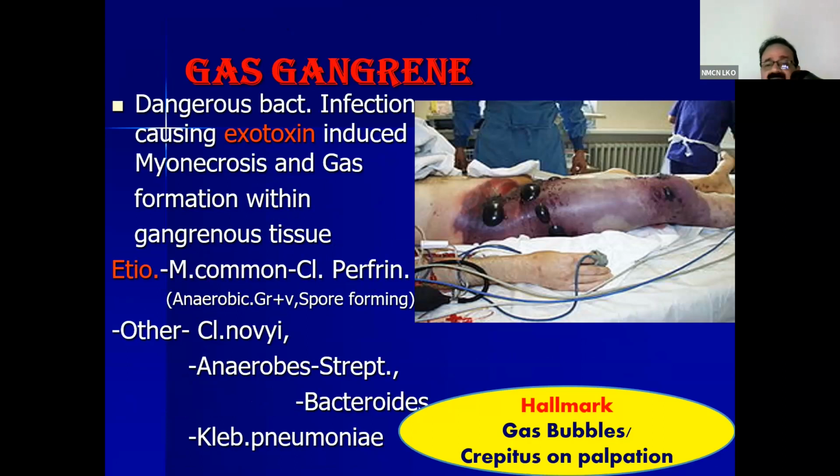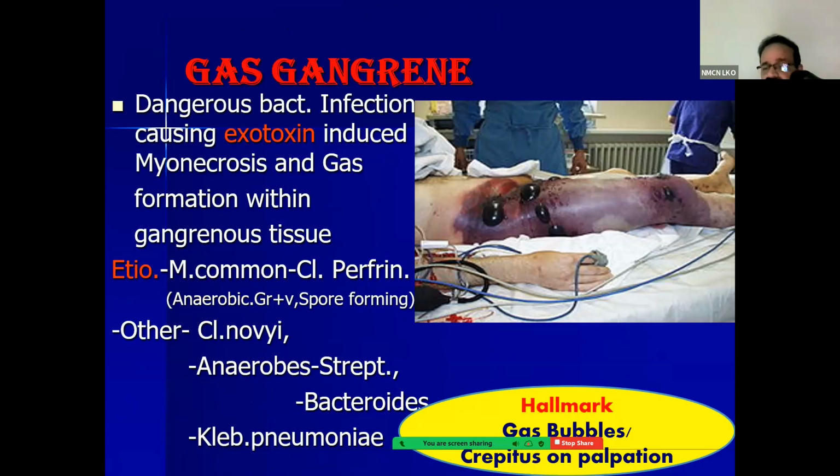Now, about gas gangrene. Gas gangrene is a dangerous bacterial infection causing exotoxin-induced myonecrosis and gas formation within gangrenous tissue. You can see this type of picture is not uncommon in our clinical practice, for the one who deals with diabetic foot ulcer cases.